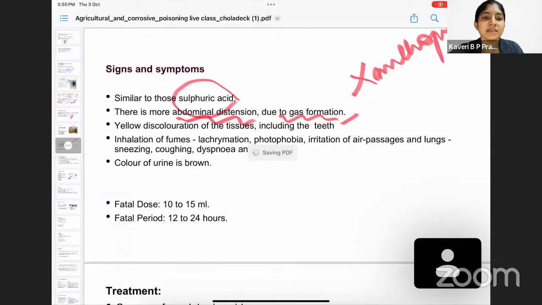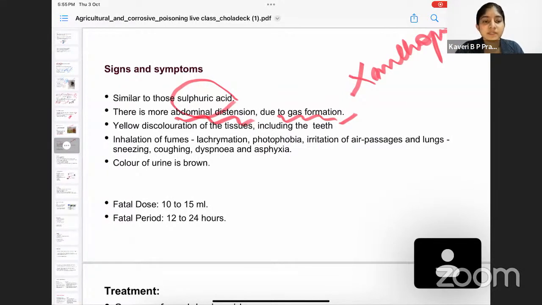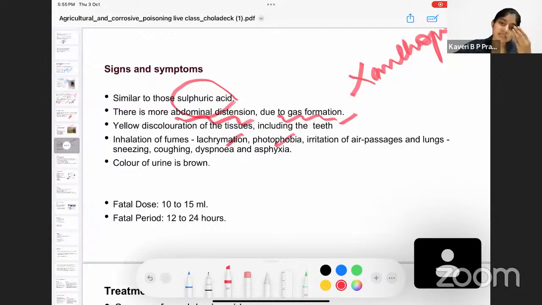And coming to the other thing, there is going to be inhalation of the fumes. It causes lacrimation, photophobia, irritation of the air passages and lungs, sneezing, coughing, dyspnea, and asphyxia. The fumes are going to be very harsh. Whenever there is something very harsh, even as little as dust or smoke, we tend to lacrimate. So imagine what happens with the fumes of a pungent acid like nitric acid. There's going to be lacrimation, photophobia, that is irritation of the eyes, air passage, cough, dyspnea, everything.